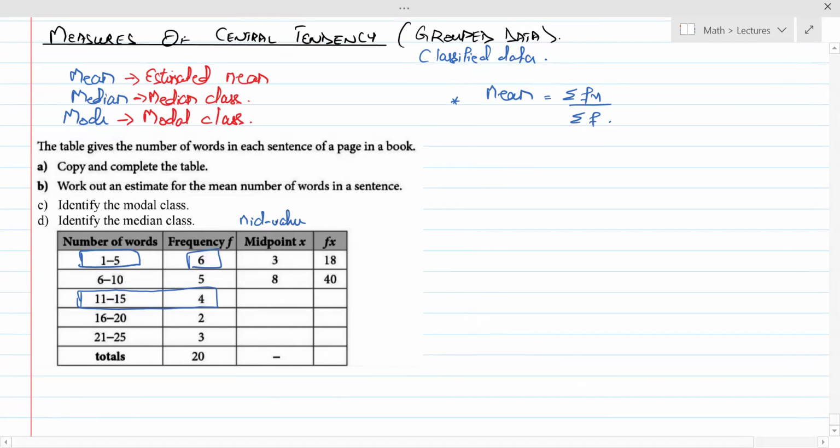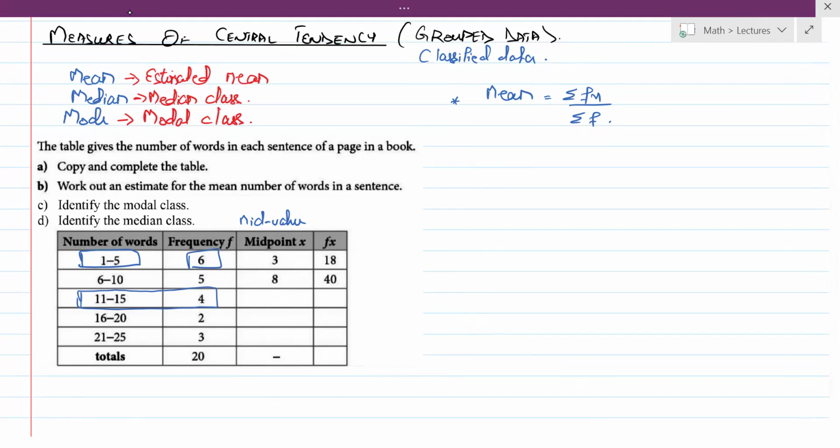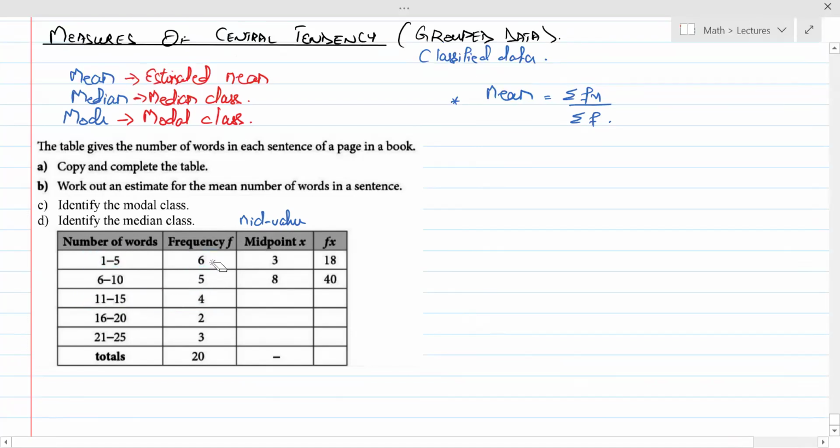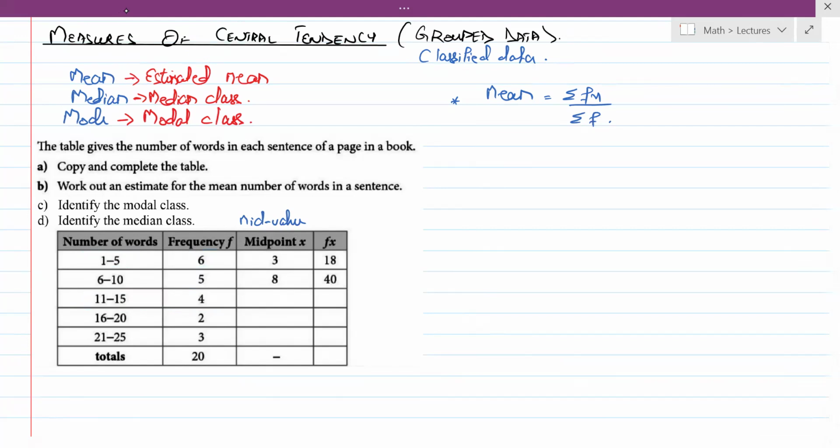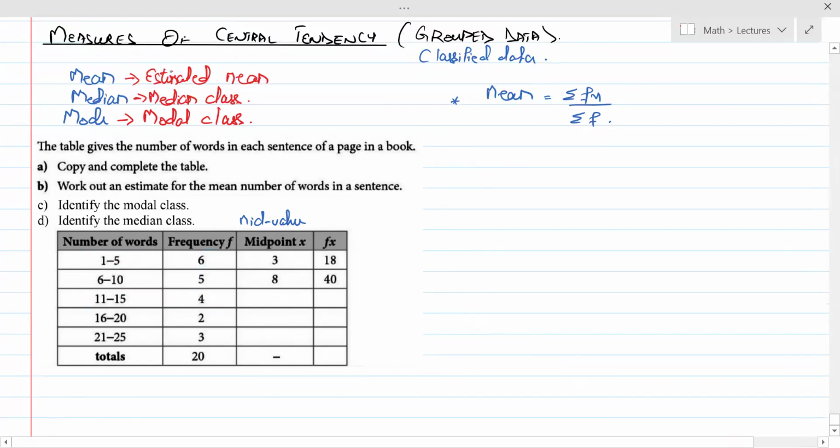Now for this class 1 till 5, if you have to find the mid value, what you'd simply do is find the midpoint: we add the two values and divide by 2. Same is the process here. To find the mid value, we'd simply add the two extreme values, which is 1 plus 5 upon 2, and that would give us 3. And you can see we have written the midpoint as 3. Same goes for the other class. It'd be 6 plus 10 divided by 2. 6 plus 10 is 16, divided by 2 gives us 8. And 8 is already filled there for your convenience.